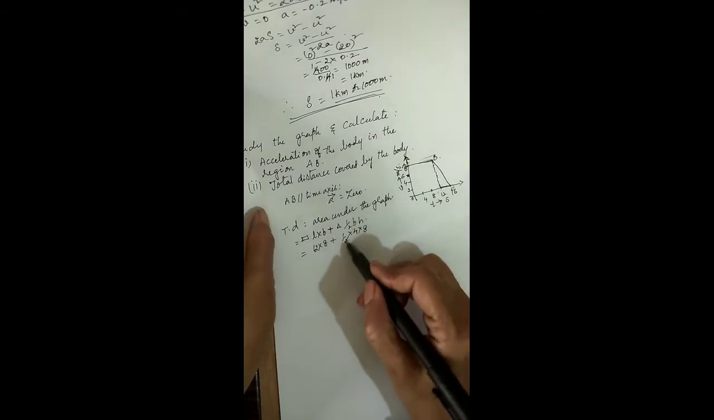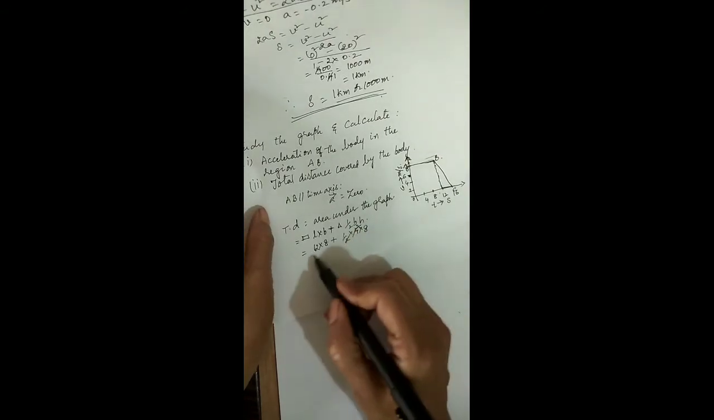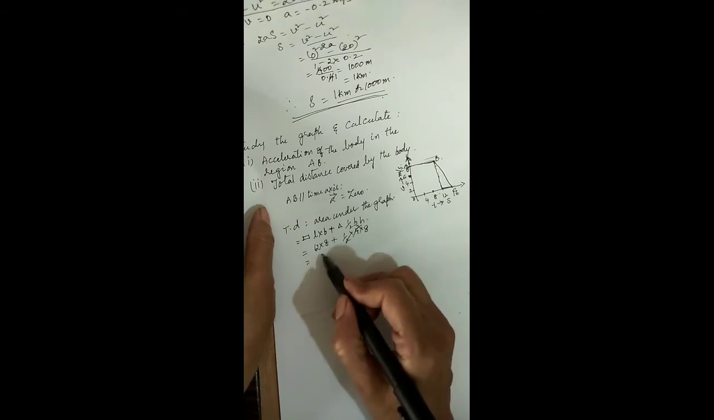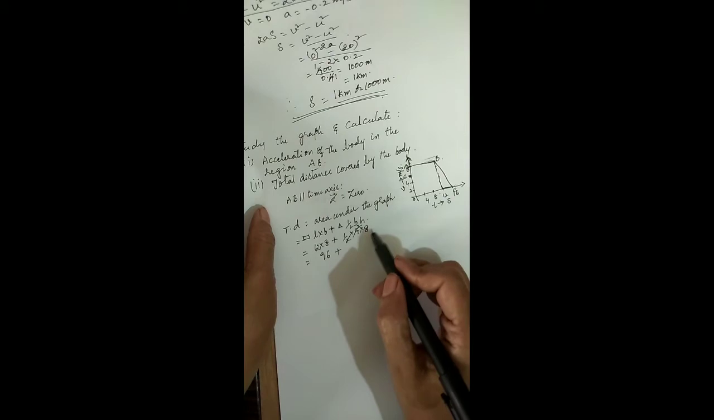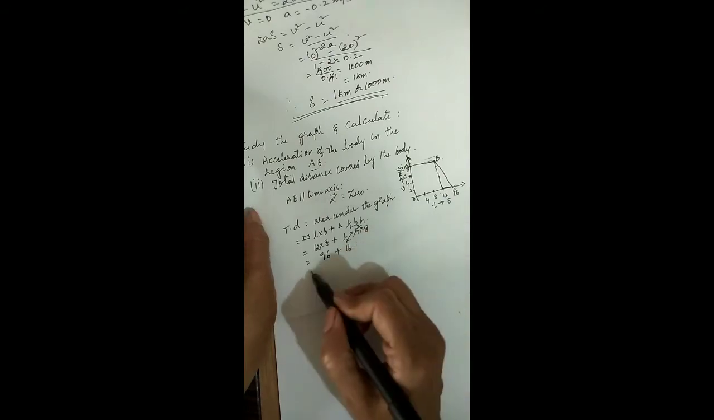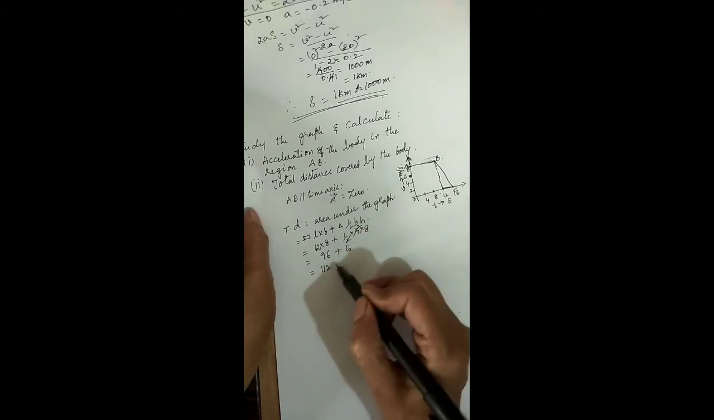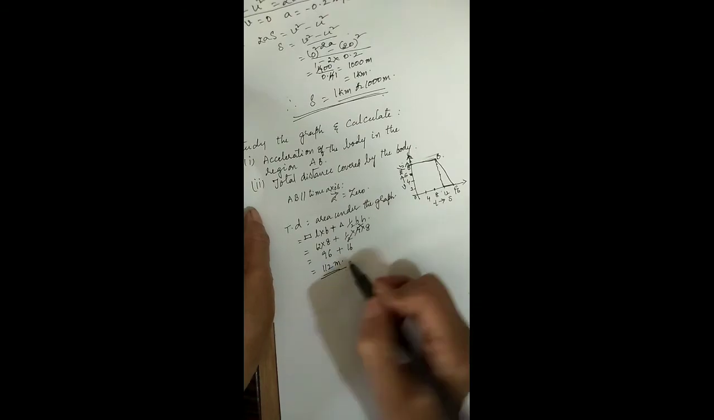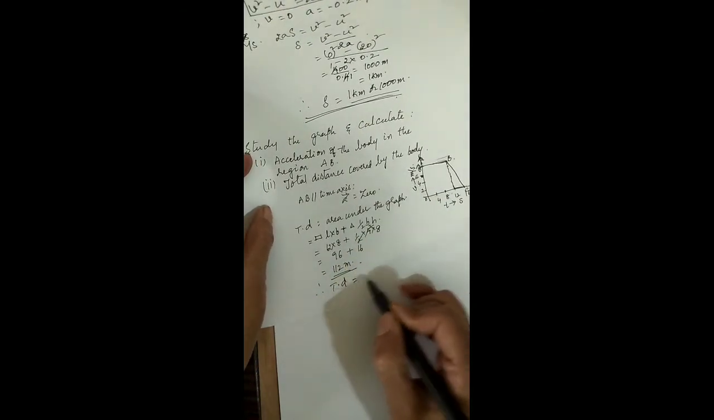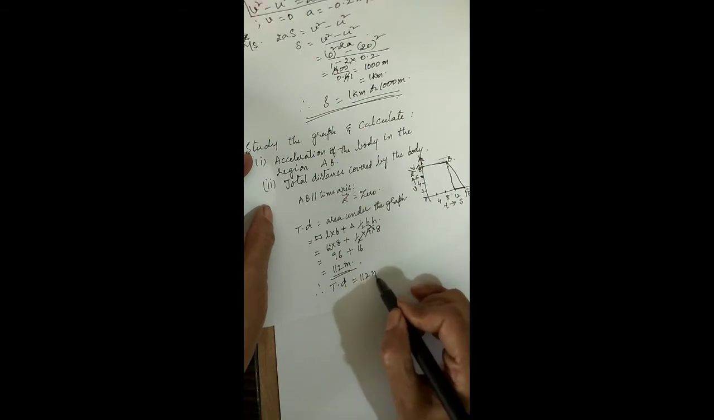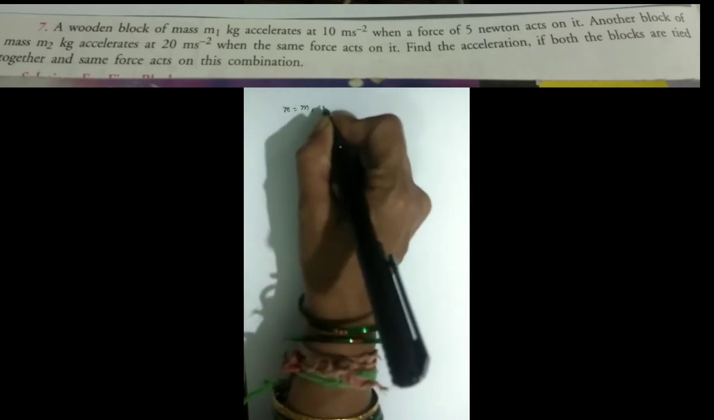So what will it be? 2 2s are 12, 8s are 96, plus 2 8s are 16. That is equal to 112 meters. Therefore, the total distance covered is equal to 112 meters.